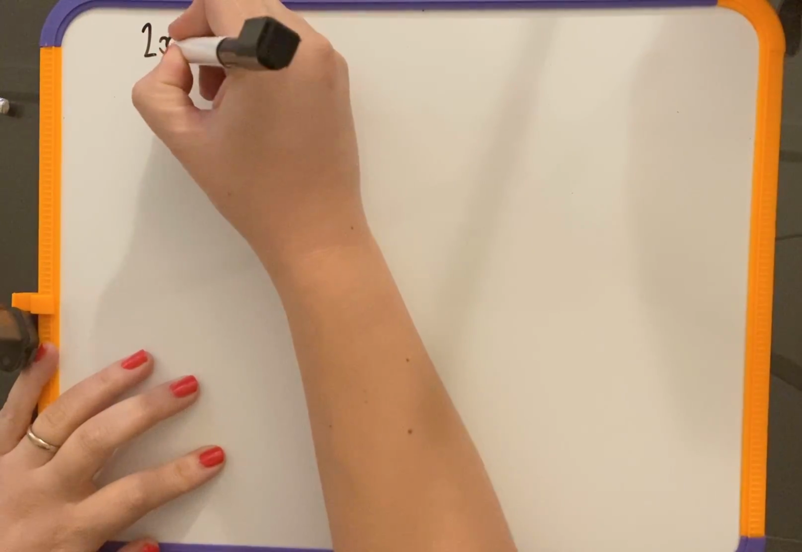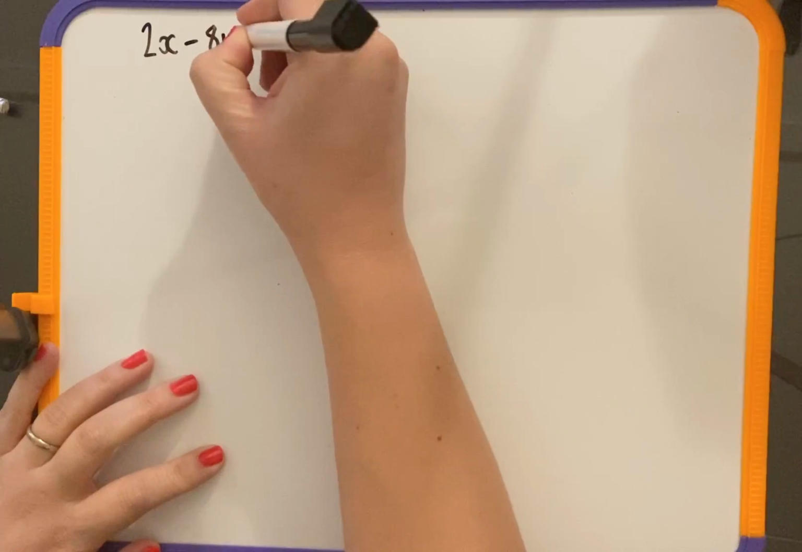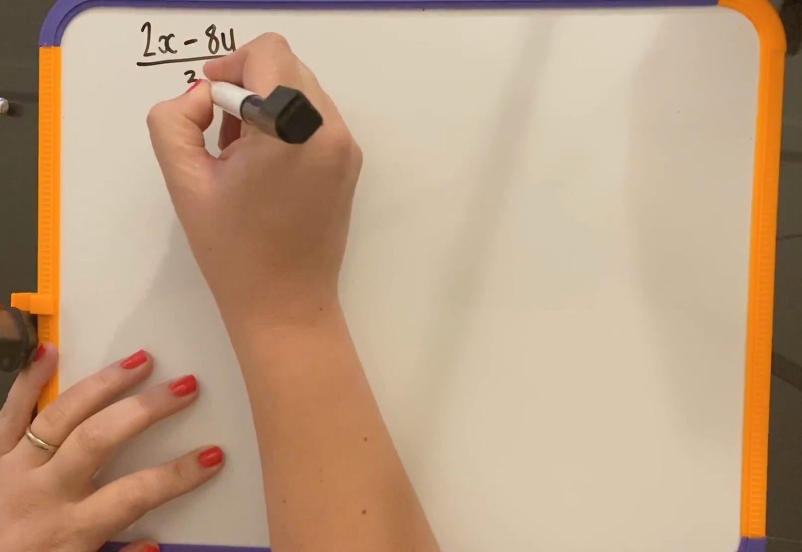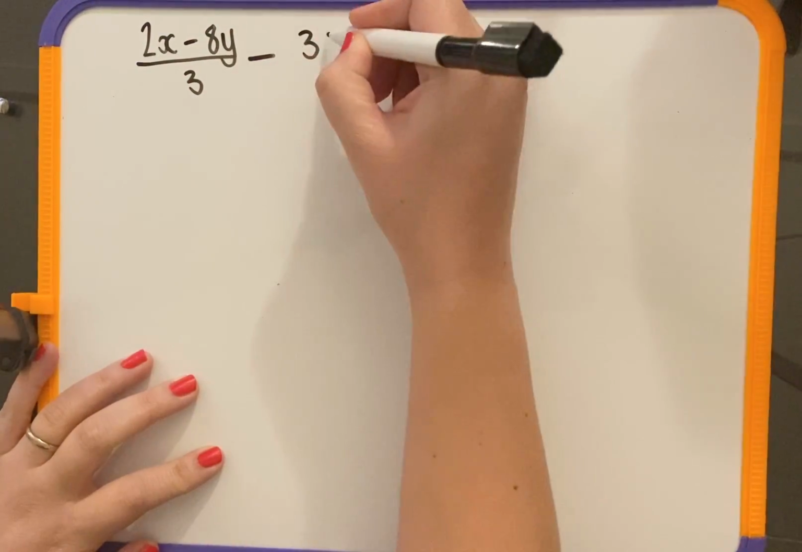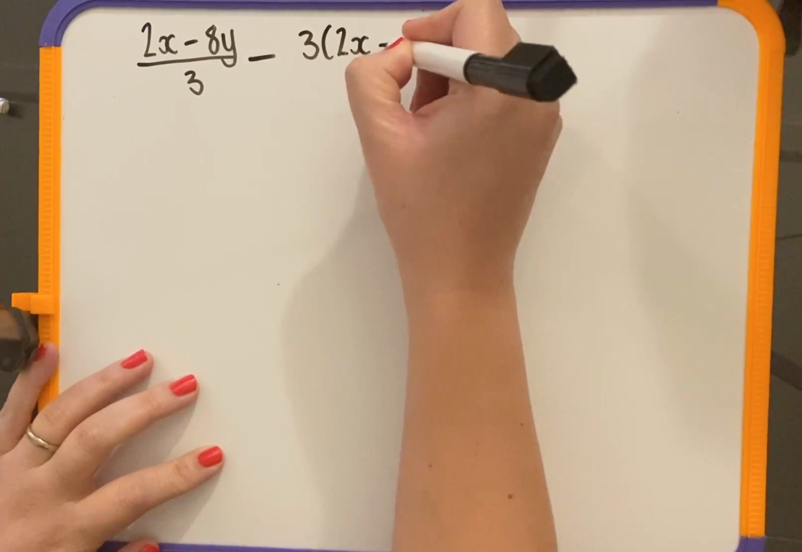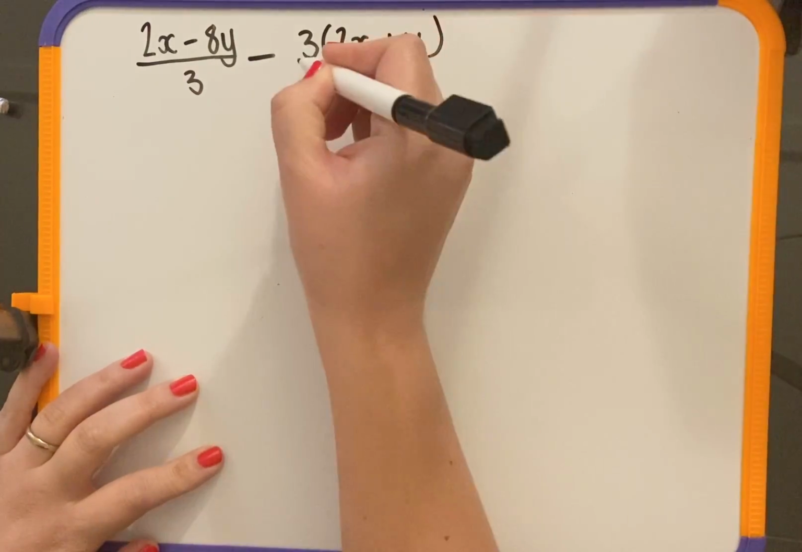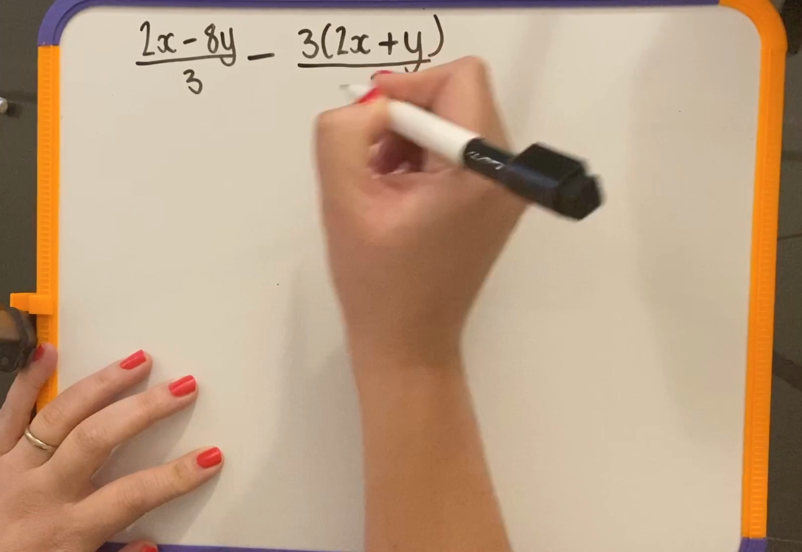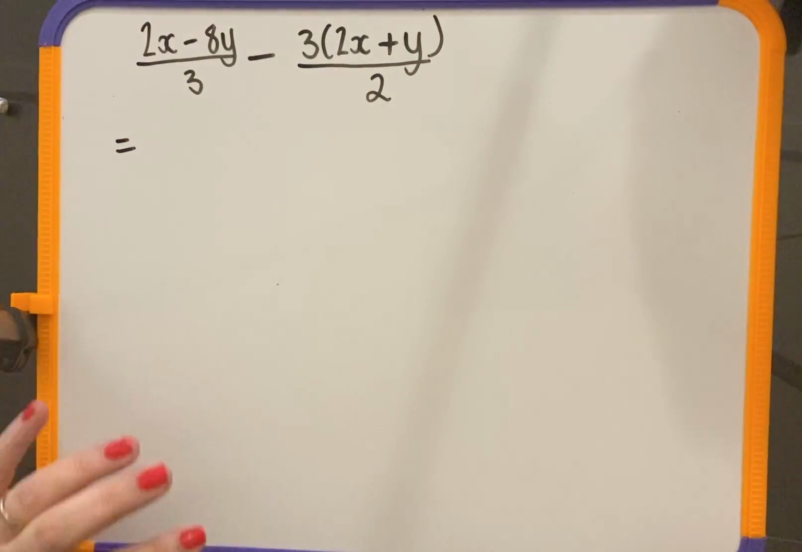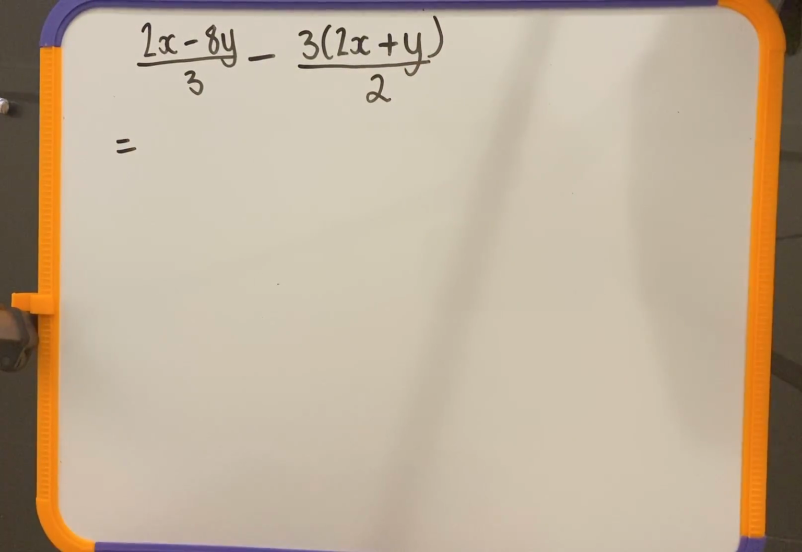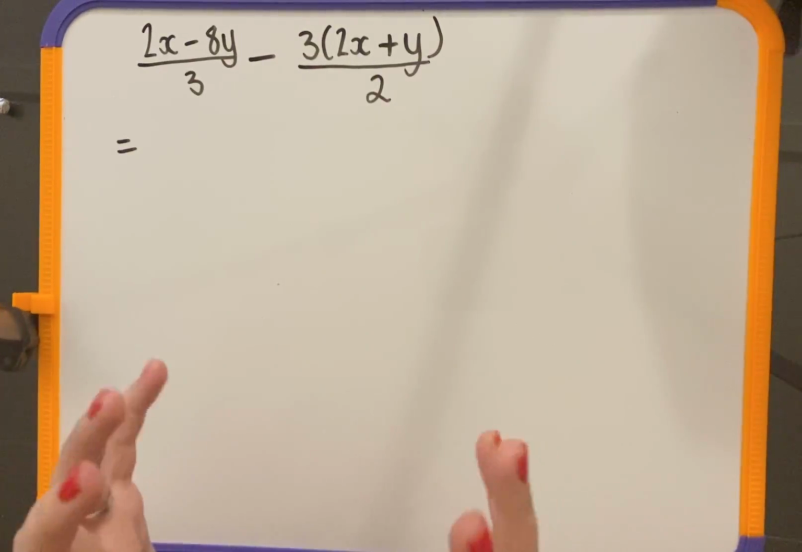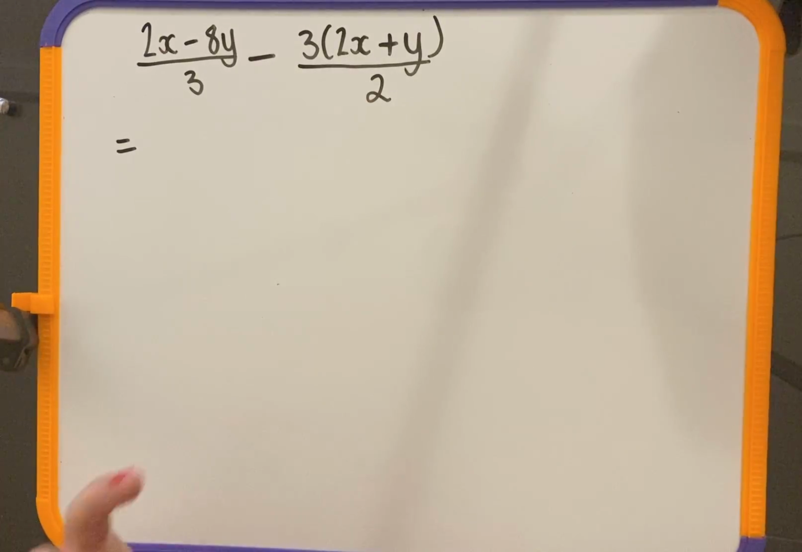So if I give you an algebraic expression as follows: 2x minus 8y divided by 3 minus 3, 2x plus y over 2. Remember, in this case, we are working with an algebraic expression. So I'm not working with an equation. I'm not solving for x and y. I'm just asking you to simplify this expression. How do we do this?